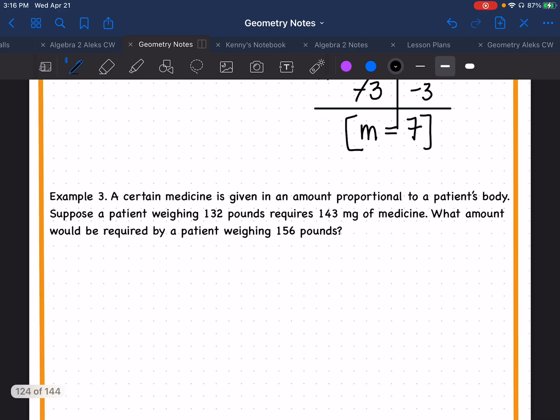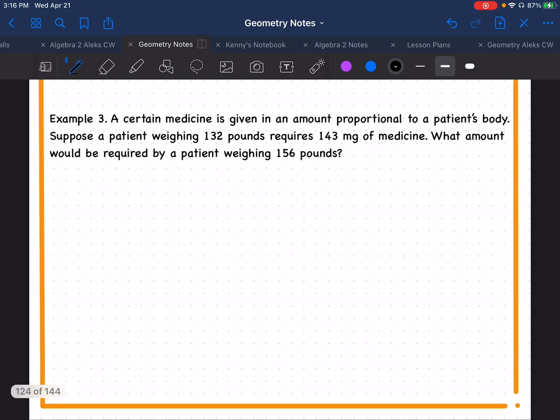All right, our last example for today is a word problem. Proportions can be very helpful in solving word problems. So let's take a look. A certain medicine is given in an amount proportional to the patient's body weight. Notice that it does say proportional, so we're going to set up a proportion. Suppose a patient weighing 132 pounds requires 143 milligrams of medicine. That is my first fraction. I can make it any way I'd like, so I'm going to put 132 and I'm going to put 143 here.